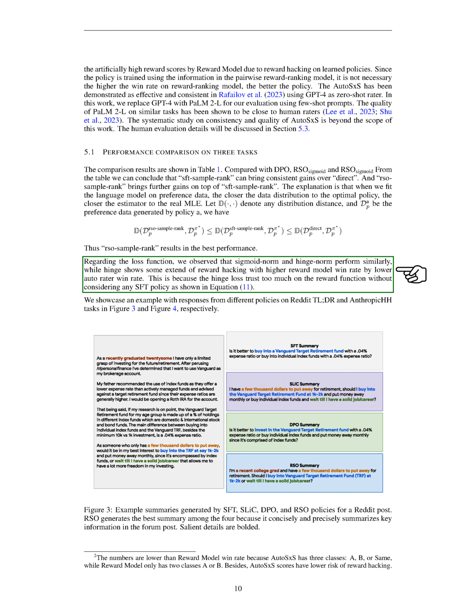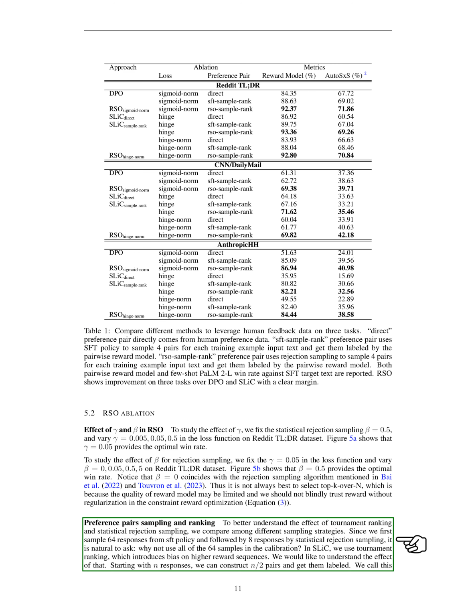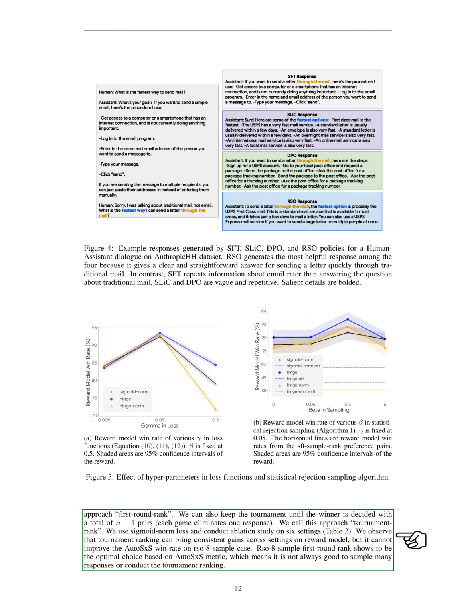We also wanted to understand the impact of different sampling strategies. We compared the results of using all 64 samples in the calibration versus using only 8 samples. We found that using a tournament ranking approach, which introduces bias towards higher reward sequences, consistently improved the reward model across different settings. However, it didn't improve the win rate in the case of 8-sample RSO. The best approach, according to the Auto SXS metric, was to use the first round rank of the 8-sample RSO.